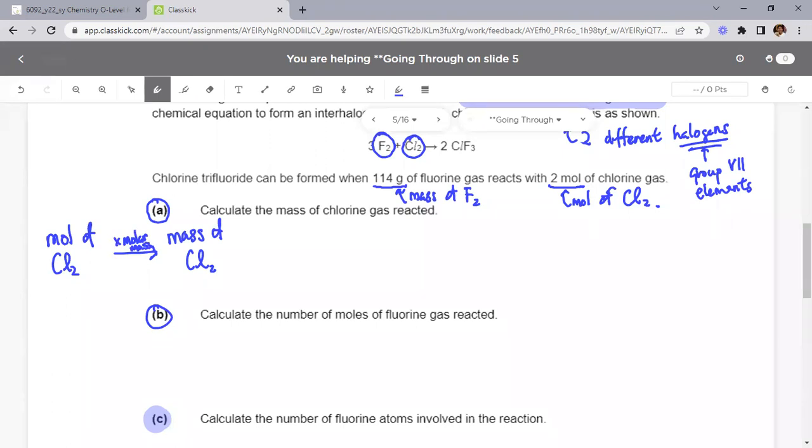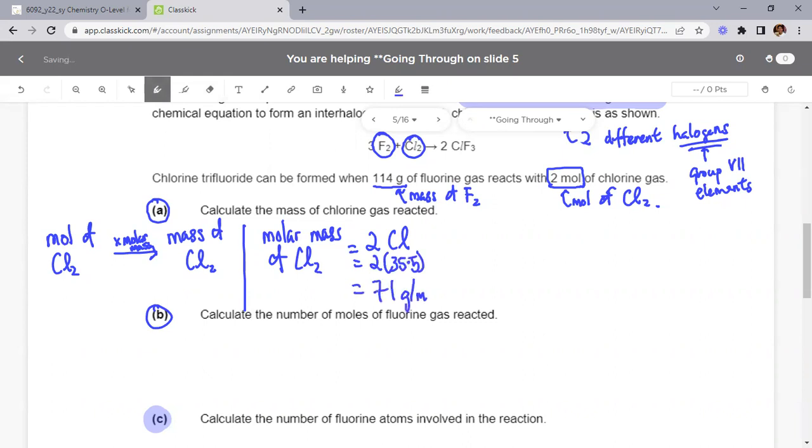In this whole thing, you're given 2 moles of chlorine. You need to find the molar mass of chlorine before you can find the mass of chlorine. So let's start with the simple one first, the molar mass of chlorine. You realize knowing how to find molar mass is important. Molar mass of Cl2 is equivalent to 2 times Cl, which is 2 times 35.5. So this is equivalent to 71 grams per mole. This is the molar mass of Cl2.